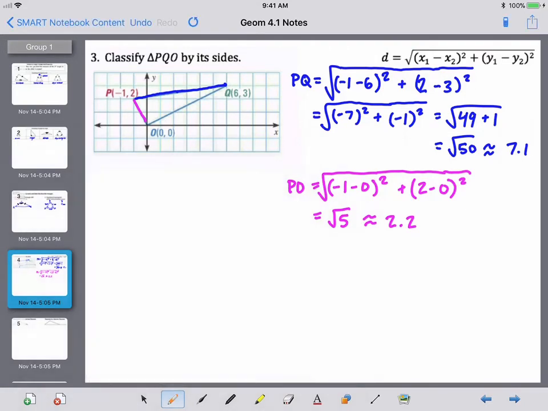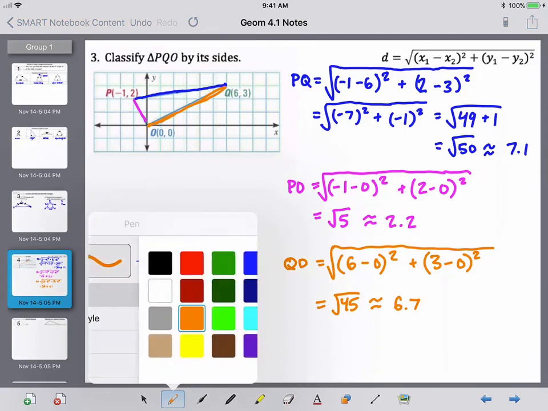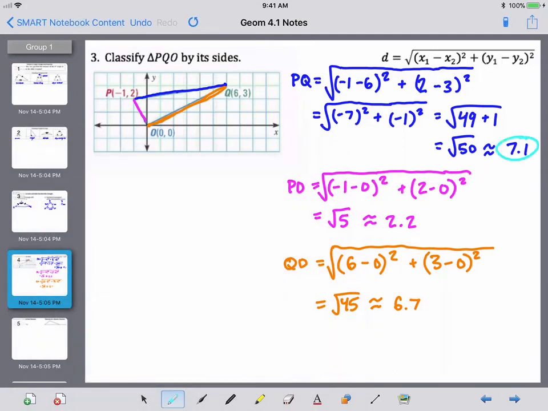Lastly, we need to look at this third side, side QO. So, again, using the distance formula, take the difference in your x's, so in this case 6 minus 0 squared, plus the difference in your y's, 3 minus 0 squared, and square root that. I can see that that's 36 plus 9, which would give you the square root of 45, and that is approximately 6.7. Now, if you notice, these three sides are all different.